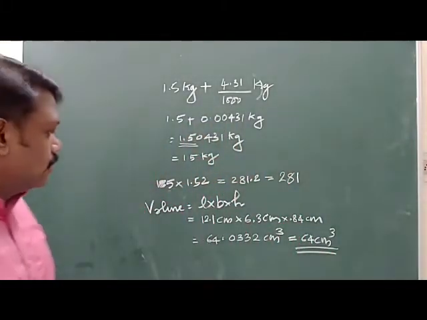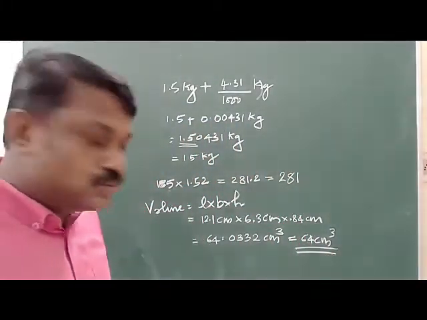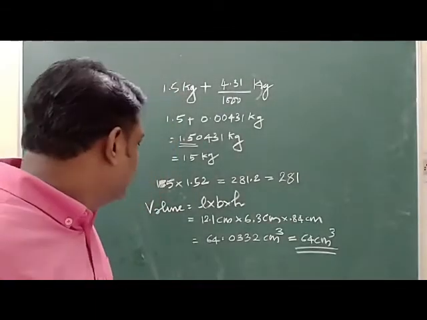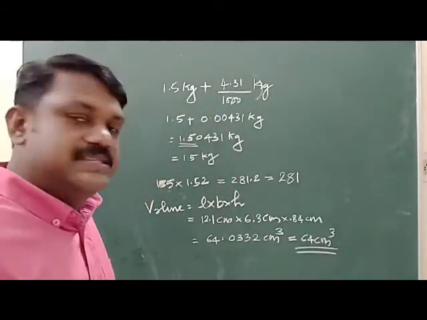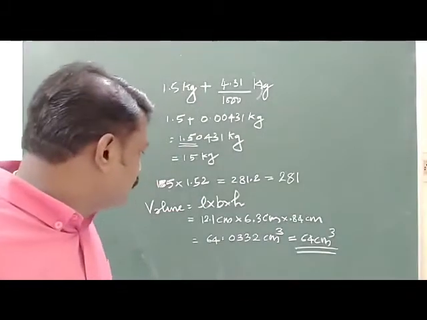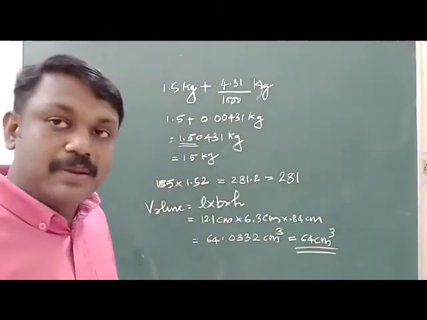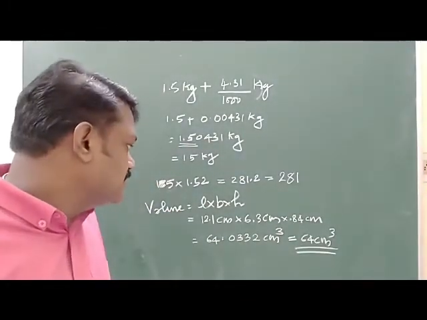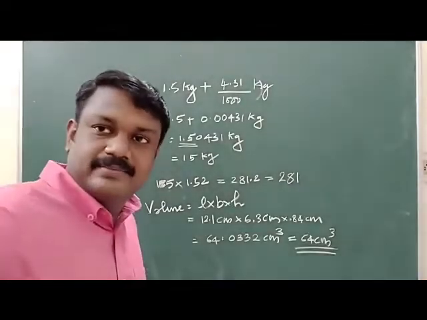No need to write 64.0332 centimeter cube. You have to write only 64 centimeter cube, since the minimum number of significant figures in the whole numbers is 2. Okay.